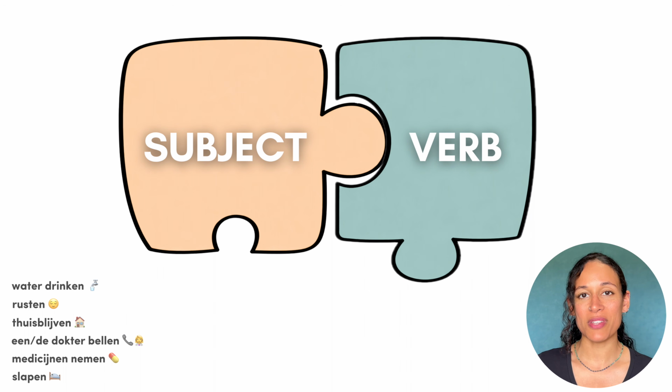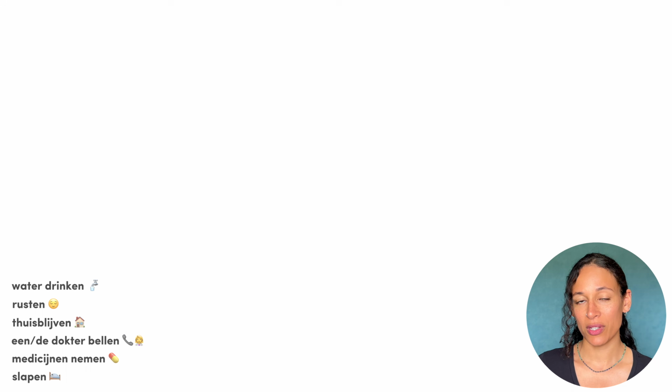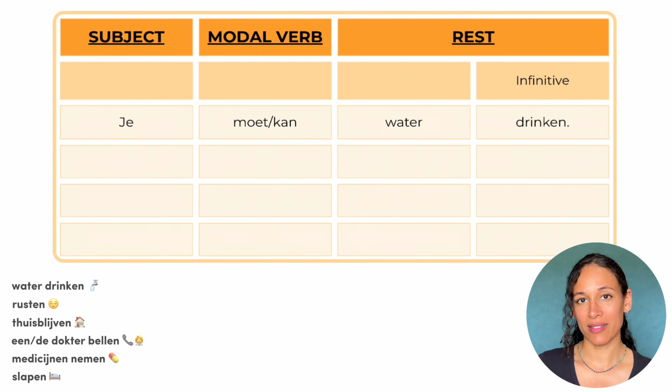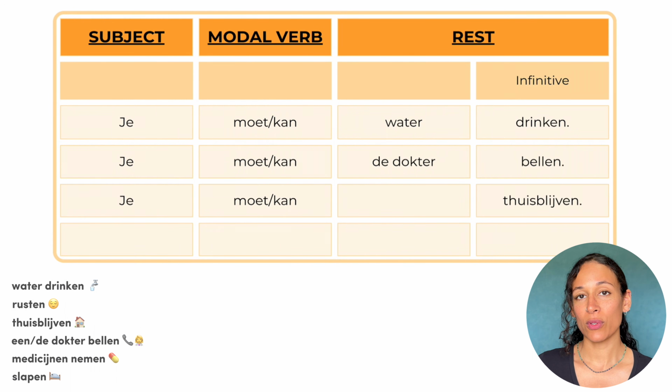Of course, most sentences will also have additional things. For example, for this assignment, I recommend you use the following structure. Subject, modal verb, rest. And within that rest, the infinitive will be at the end of the sentence. Bijvoorbeeld, je moet water drinken. Je kan de dokter bellen. Je moet thuis blijven. Je moet rusten. Perfect, we hebben 4 mooie, simpele, correcte zinnen.